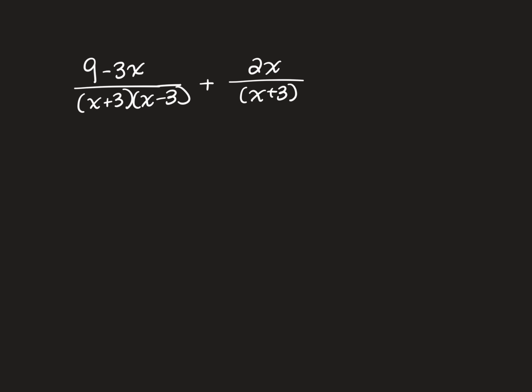All right, so we're going to start the process from scratch here. The first thing I'm going to do, which most of you probably did, was start comparing your denominators. So I see I have an x plus 3 in both fractions, but I do not have an x minus 3 in that second fraction.